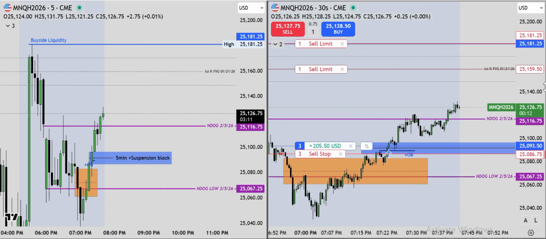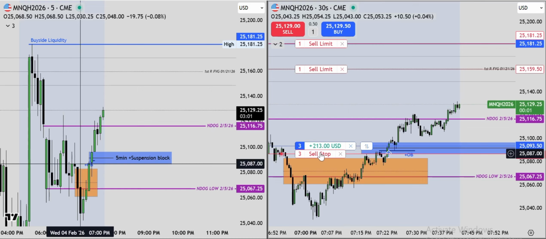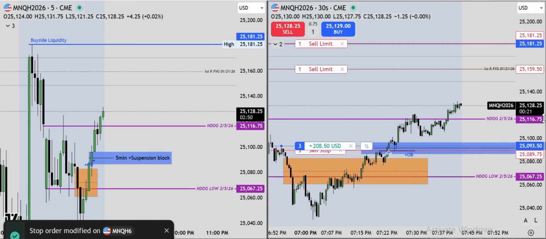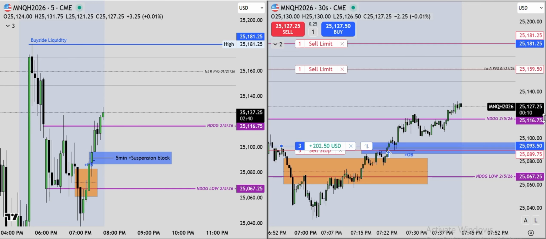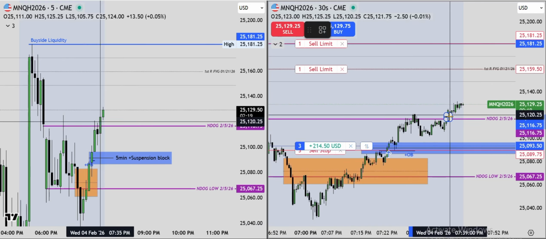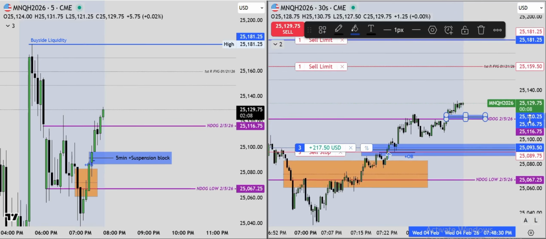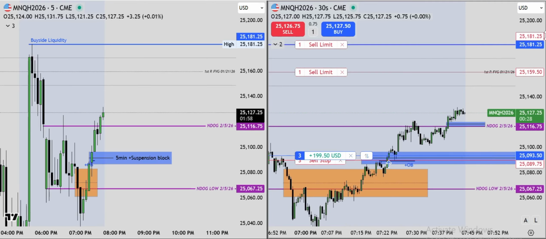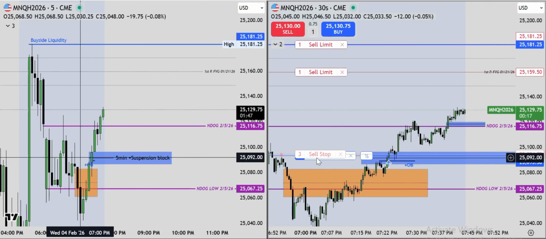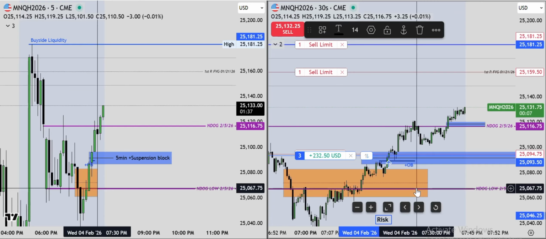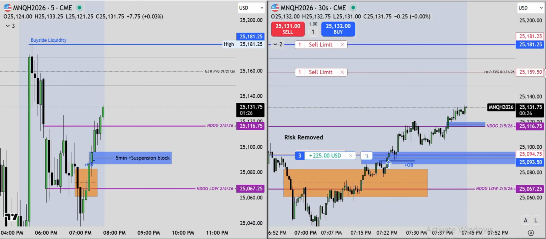So I'm looking at, on the 5-minute, a newly formed 5-minute order block, and there's also a small little fair value gap there, but that's not my main focus. My main focus is this order block that I'll draw in a second. Alright, at this point in the trade I go no risk. Risk is removed.